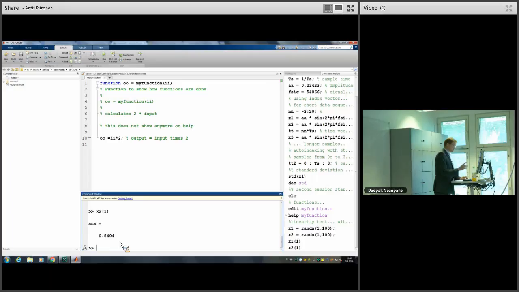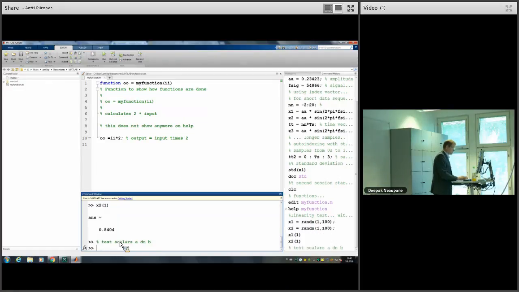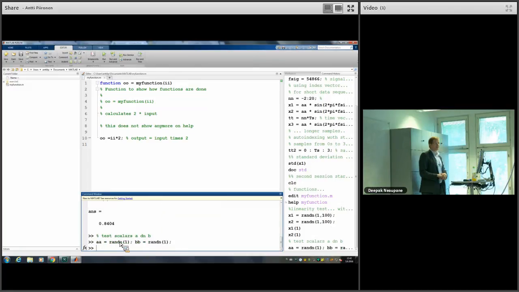Okay, so those are the test vectors x1 and x2. Then we have these test scalars, A and B. A equals one random number, B equals another random number. There. Now we have enough randomness.